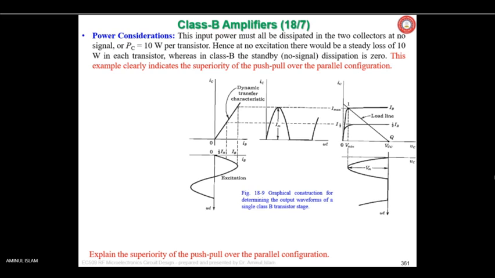This input power must all be dissipated in the 2 collectors at no signal, or PC equals 10 watt per transistor. Hence, at no excitation, there would be a steady loss of 10 watt in each transistor, whereas in class B, the standby, no signal or quiescent state, dissipation is 0. This example clearly indicates the superiority of push-pull over the parallel configuration.